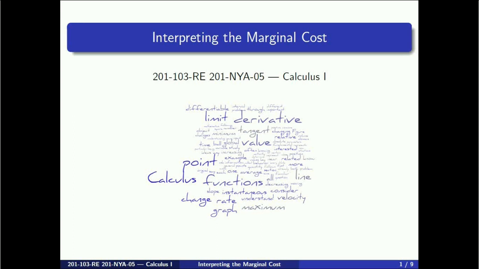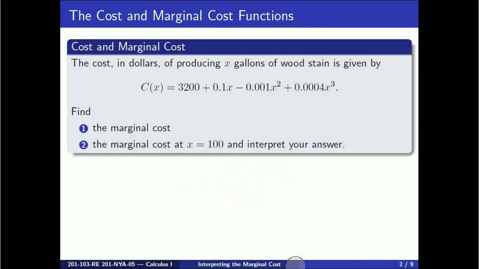Hi, in this video we look at the marginal cost function and we give it an interpretation meaningful to someone that does not know calculus. We use a running example throughout the presentation and we hope that you will be able to generalize the interpretation to other examples. Suppose that the cost in dollars of producing x gallons of wood stain is given by C of x, and C of x is the following cubic polynomial.